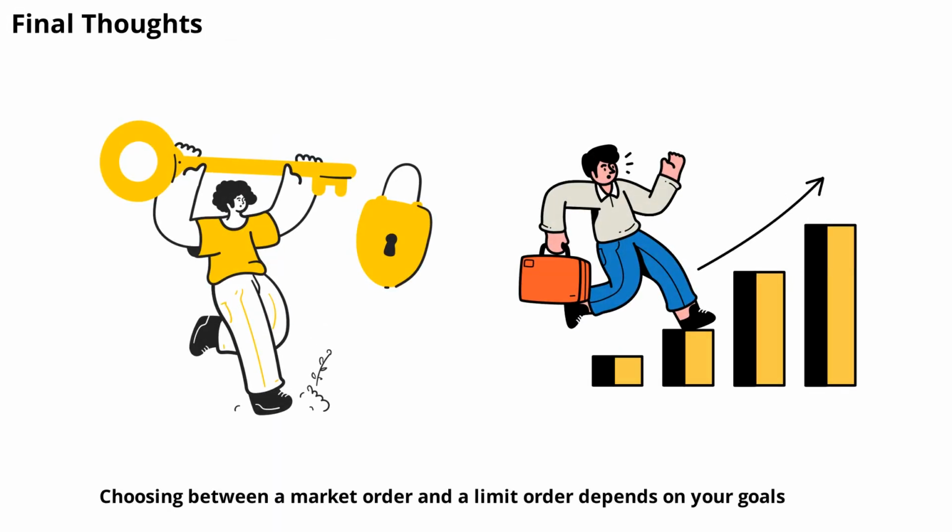Choosing between a market order and a limit order depends on your goals, the asset you're trading, and current market conditions. Take time to understand both types and practice using them in a demo account if possible. With experience, you'll develop a sense for which order type works best for your trading style.